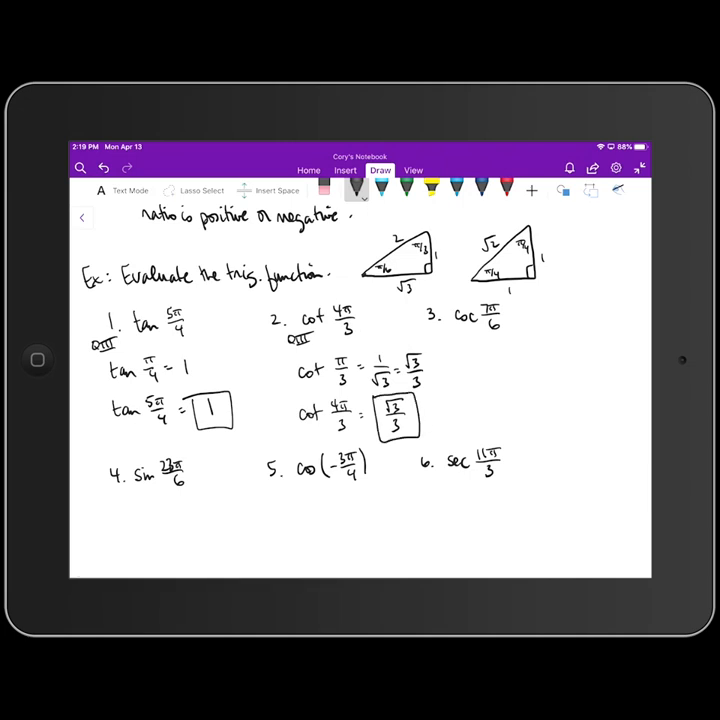Okay, I want you guys to try numbers 3 through 6 using the same technique. Go ahead and pause the video now and then start it up once you've completed those next 4 problems.